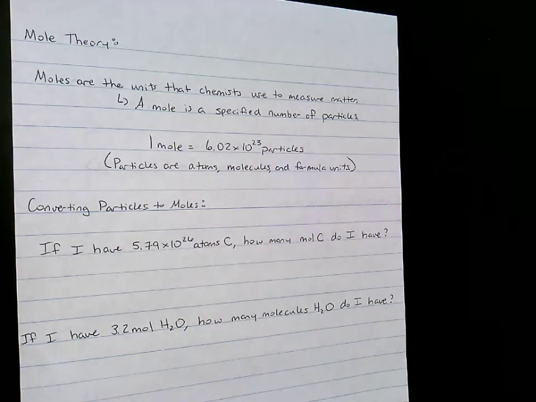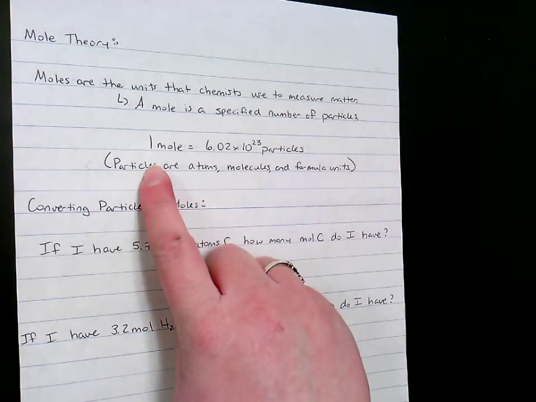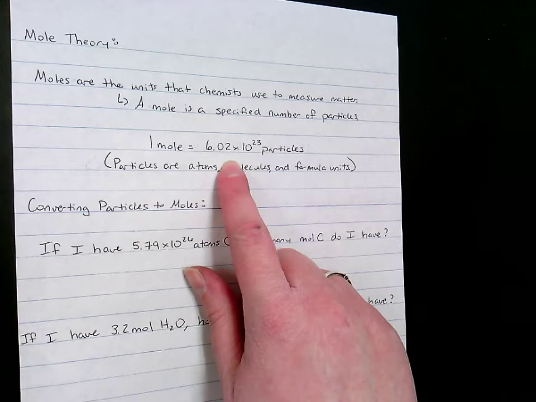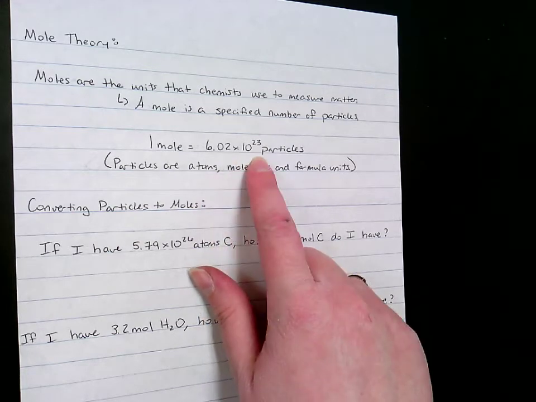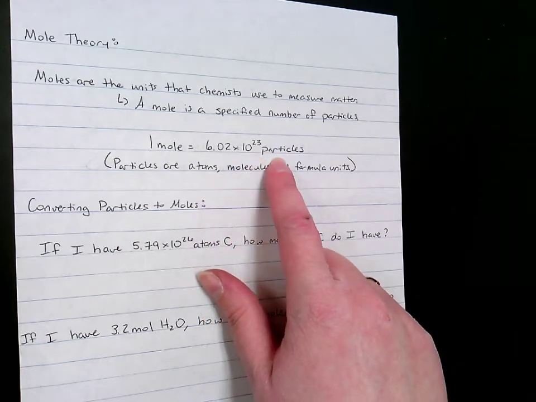Atoms and molecules are so small that we need a huge number of them before we even get to a point where we would be able to see them with the naked eye. So that's why we use moles, because a mole is a specified number of particles, and that specified number is huge. One mole is defined as 6.02 times 10 to the 23rd power particles.